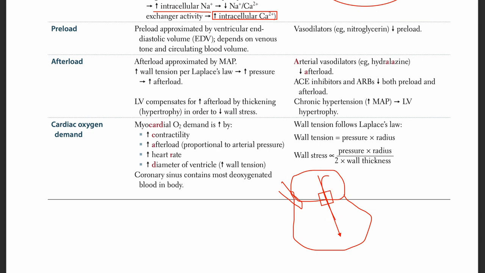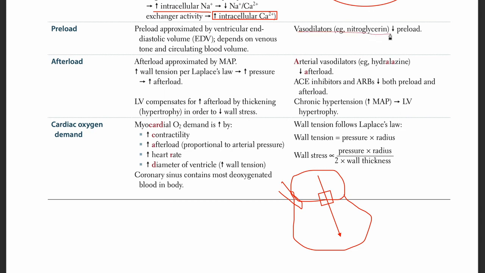But just understand what preload is, right? It's the blood coming in. If the blood coming in is lowered, preload will be lower. If the blood coming in is higher, like in pregnancy, blood volume increases, so preload will be increased. Okay. So it depends on venous tone and circulating blood volume.